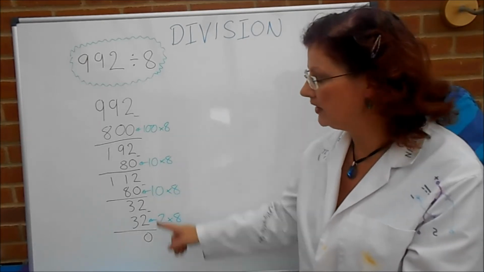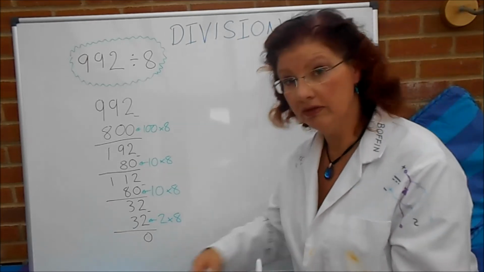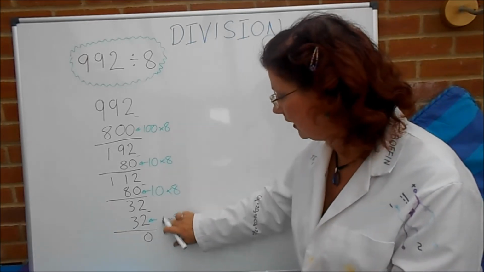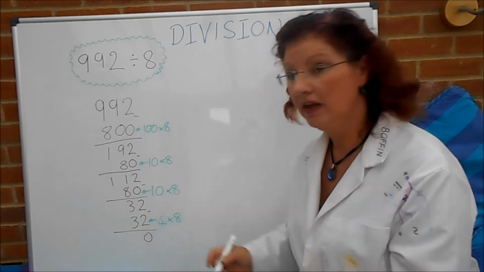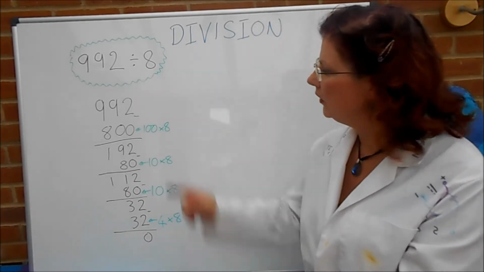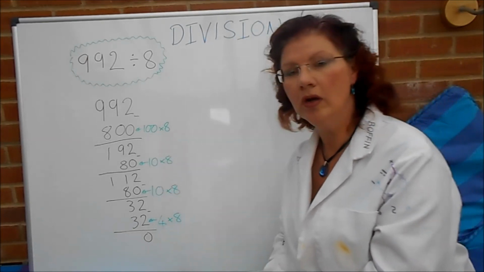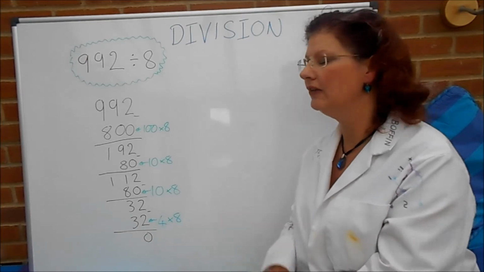Hopefully you know your 8 times table, and we've got, it's not 2 8s. It's 4 8s. 4 8s are 32, so that's 4 boxes. So in total we've had 124 boxes. 124 is the answer.